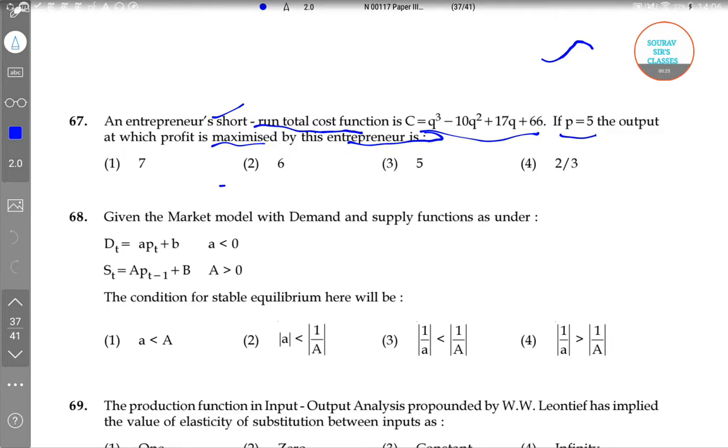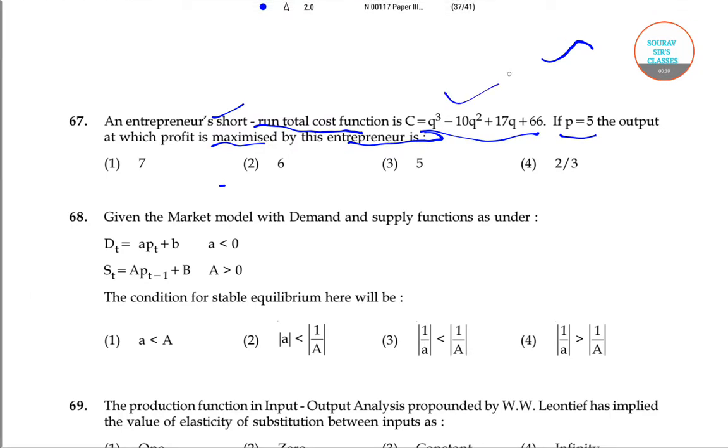Today first we'll go to question number 67. The cost function is given, the price is given. We have to find the optimal quantity at which the profit is maximized. So we know that for an entrepreneur, short-run equilibrium or profit maximization will be where price is equal to MC. So price must be equal to MC.